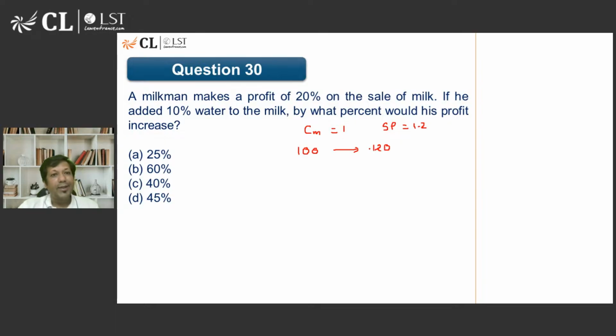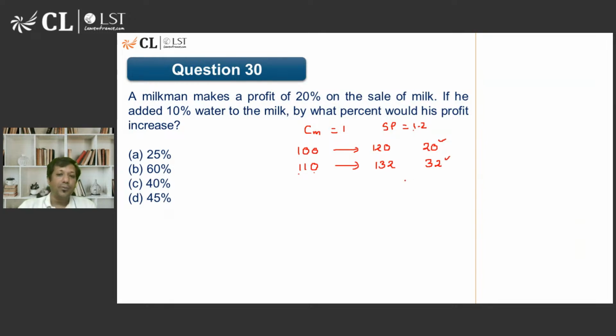Now he added 10 liters of water. So how much does he have? 110. Now what would be his selling price? That is 110 liters at a price of 1.2. So his selling price was 132. In the first case, what was the profit amount? 20. In the second case, what is the profit amount? That's 32. So his profit is going from 20 to 32.